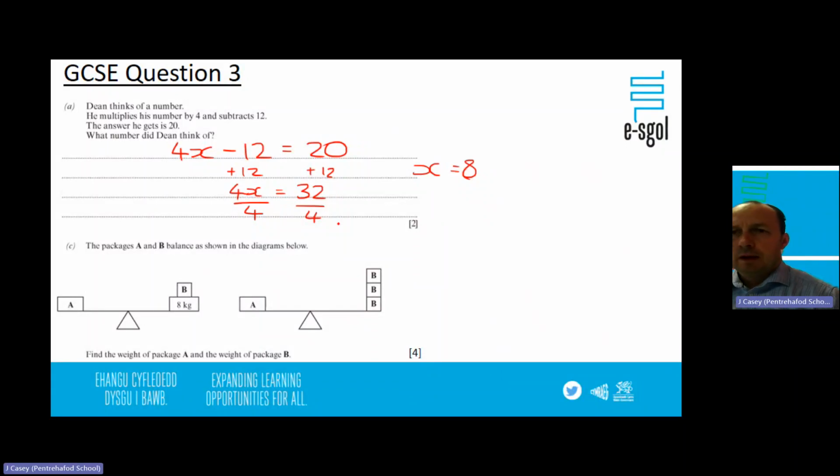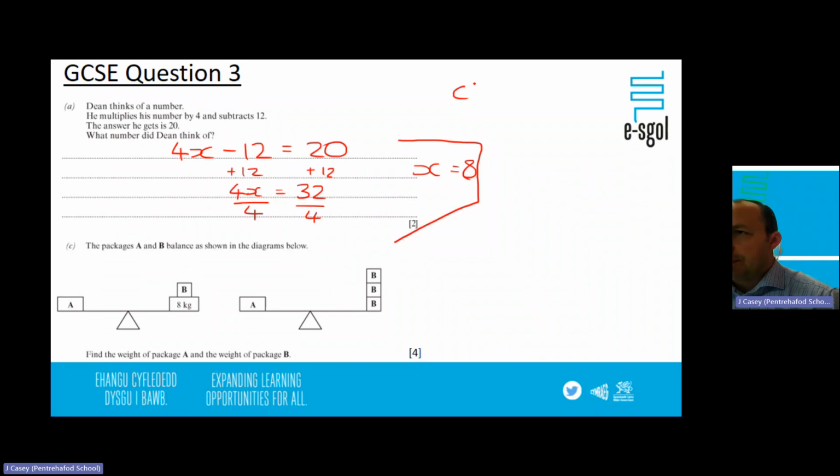Okay. Now we've got this question. I might need to box this 8 off, because I think the workings of this next question are going to be a little bit longer. So the packages A and B balance as shown in the diagrams below. Find the weight of package A and the weight of package B. Okay, so what have we got? So we've got A there and B, but it's got this 8 kilograms as well. We've got A and we've got 3 Bs there.